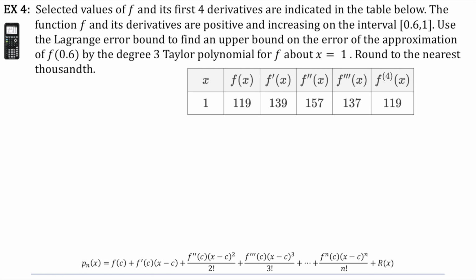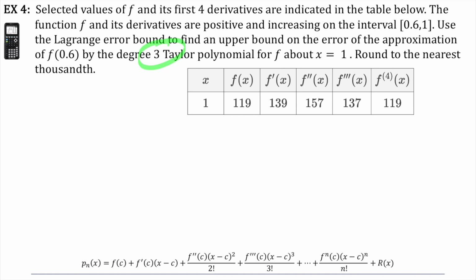Example 4. Selected values of f and its first four derivatives are indicated in the table below. The function f and its derivatives are positive and increasing on the interval 0.6 and 1. Use the Lagrange error bound to find an upper bound on the error of the approximation f of 0.6 by a degree 3 Taylor polynomial for f about x equals 1. There's just so many words, so many words.